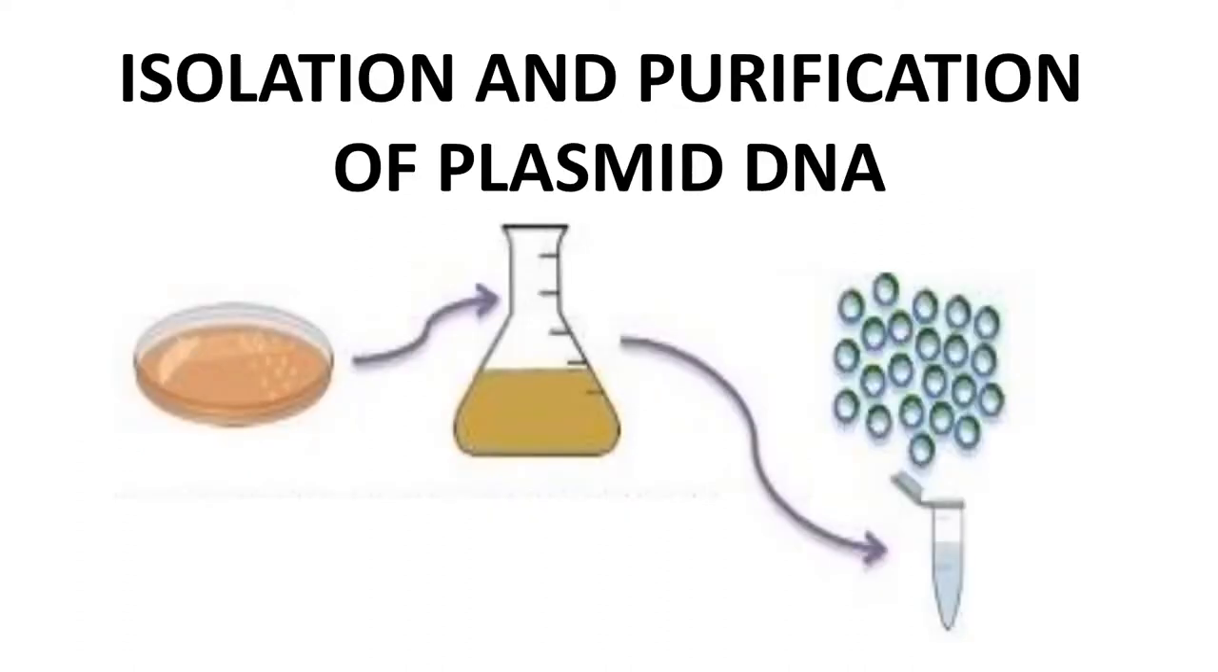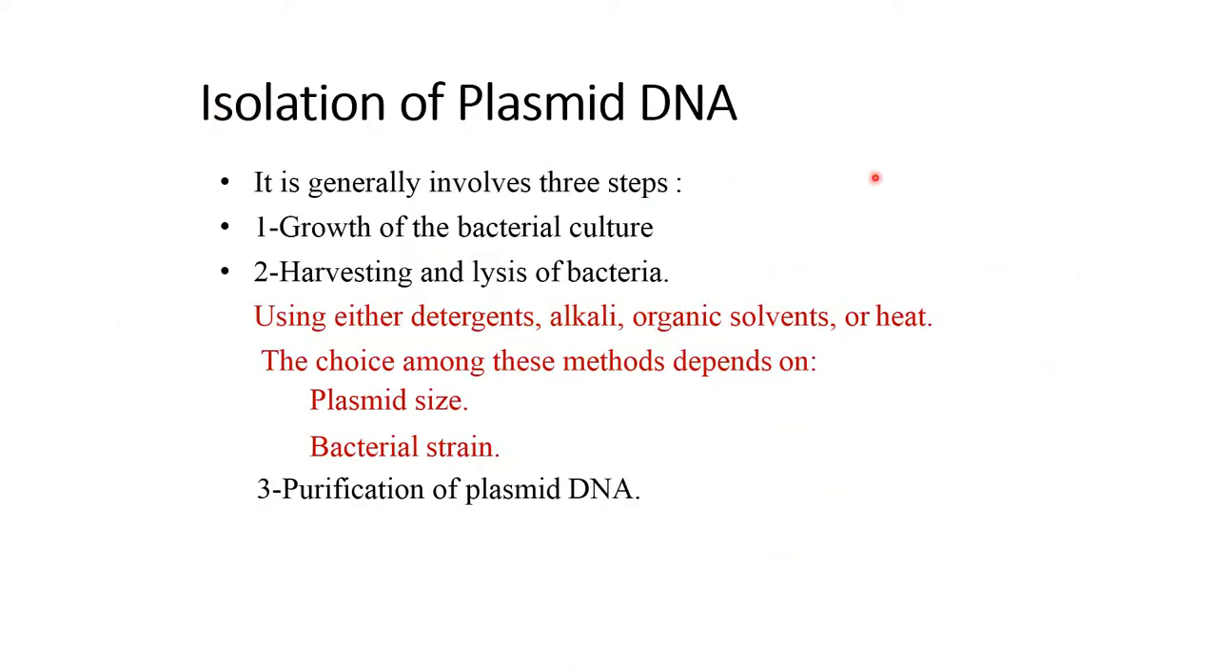Today I'm going to explain about isolation and purification of plasmid DNA. Isolation of plasmid generally involves three steps. One is the growth of bacterial culture, then harvesting and lysis of the bacterial cell using either detergent, alkali, organic solvent, or heat. The choice among these methods depends on plasmid size and bacterial strain. And the last one is the purification of plasmid DNA.